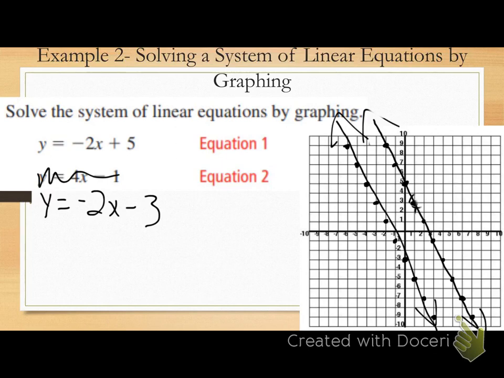No solution. Does that make sense? Yeah. Because are they ever going to have a point in common? No, so they're never going to intersect, right? So in this case, I would have no solution. Does that make sense? Okay.